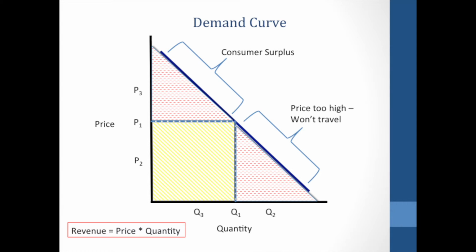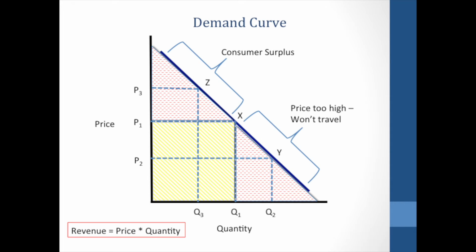There are customers willing to pay more, and the lost revenue from what they would have paid is represented by the consumer surplus in the top red triangle. The bottom red triangle represents the customers who could not pay P1 for the tickets and chose not to travel, therefore generating no revenue for the airline.